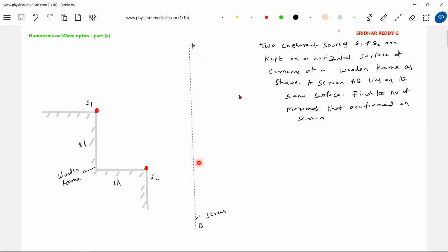Okay, this is the screen and this is that plane surface, and two coherent sources S1 and S2 are kept. So this is a wooden frame. Why am I mentioning that wooden frame? The wooden frame will block the light, so there won't be light permitted in that direction. The light emitted by S1 can reach only this part of the screen from here. Let me give some time, so look at this and try to analyze.